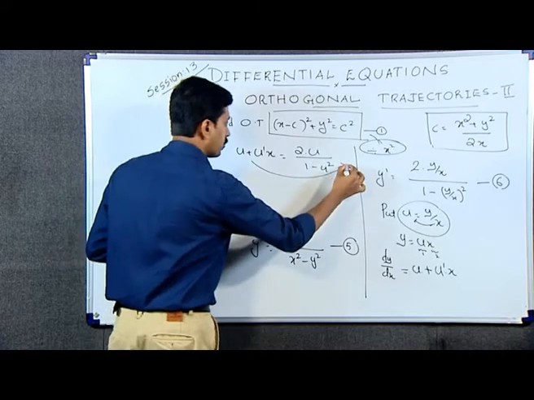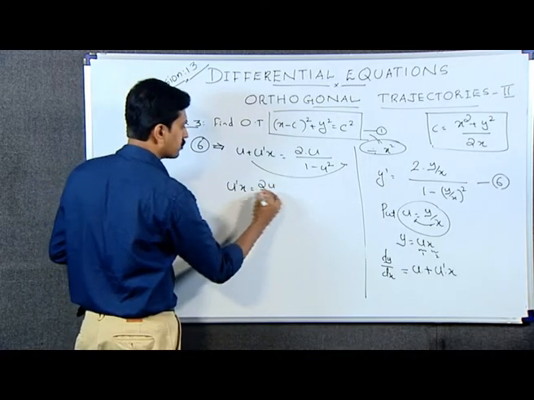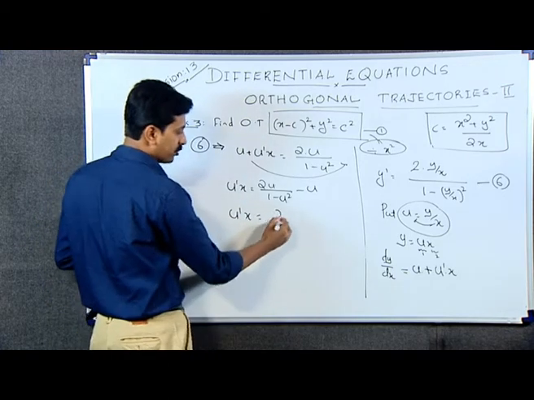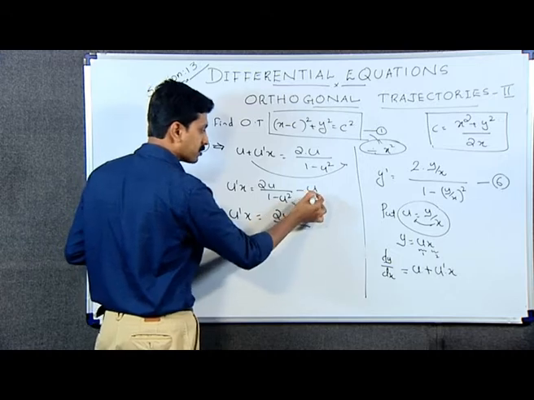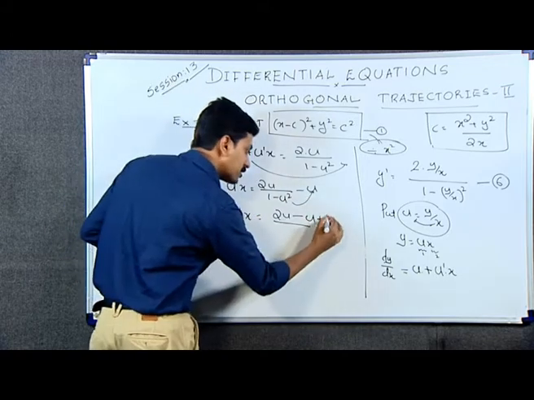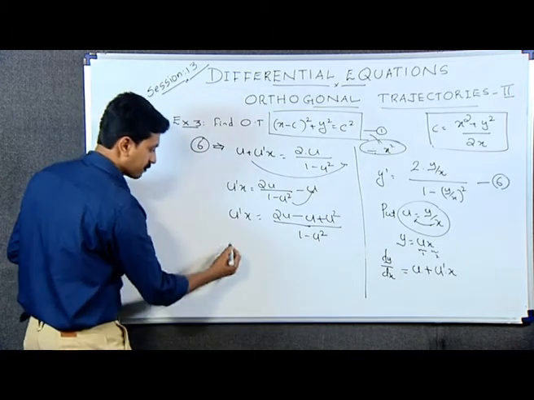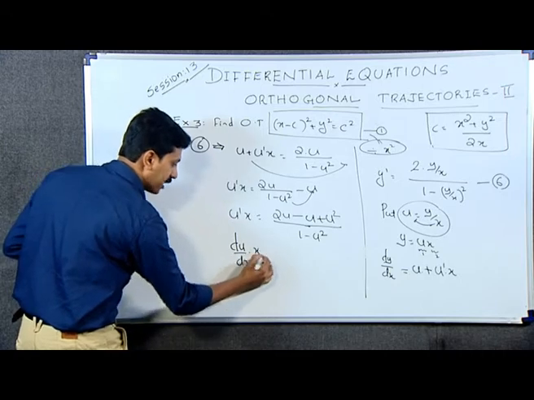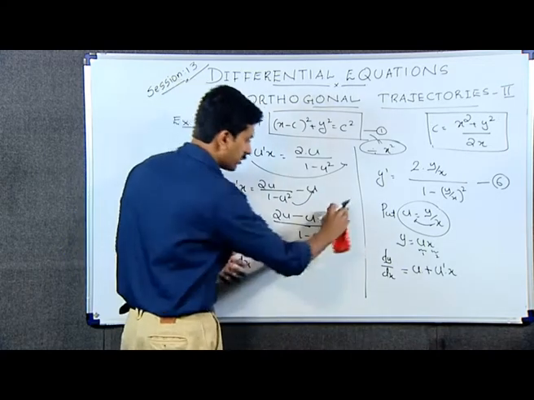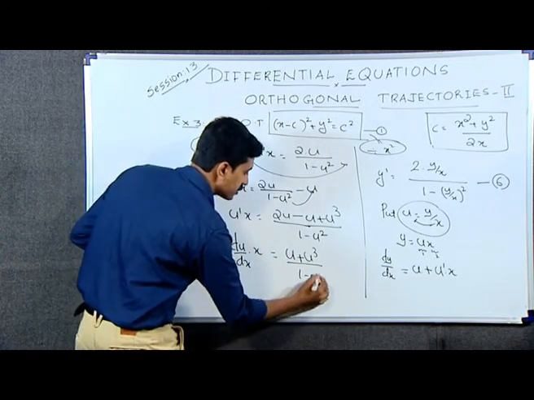Taking this u to the opposite side, plus u will become minus u, therefore we will have u dash of x equal to 2u divided by 1 minus u square, minus u. Therefore u dash x is equal to 2u divided by 1 minus u square; taking 1 minus u square here, multiply 1 into minus u, that is minus u, and minus u square into minus u gives plus u cube, all divided by 1 minus u square. Therefore u dash of x, replacing u dash as du by dx into x, is equal to 2u minus u, that is u, plus u cube, so u plus u cube divided by 1 minus u square.